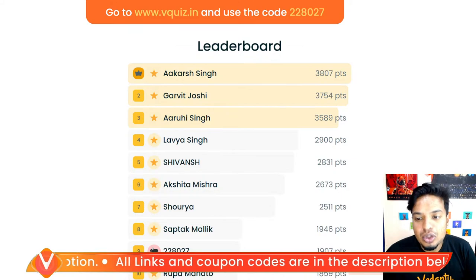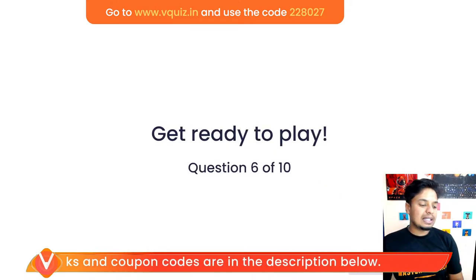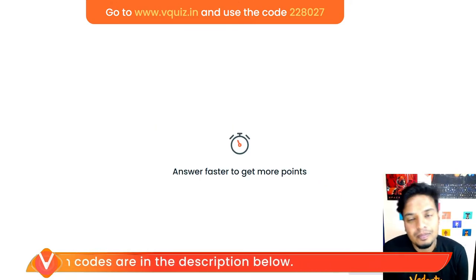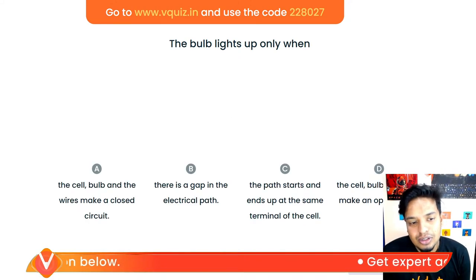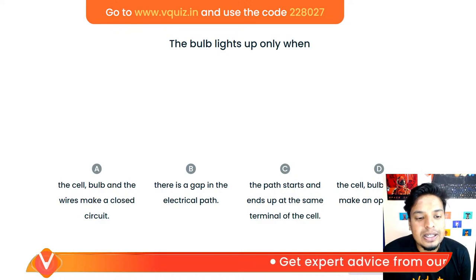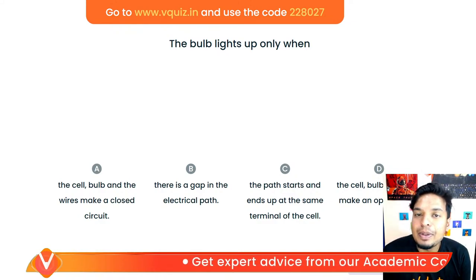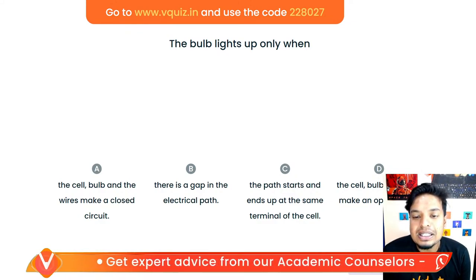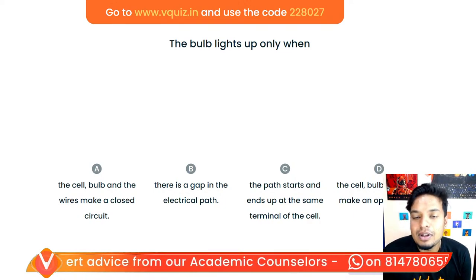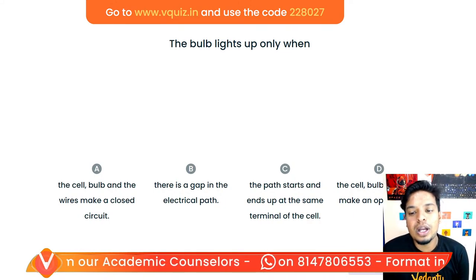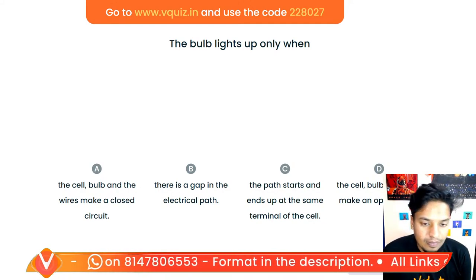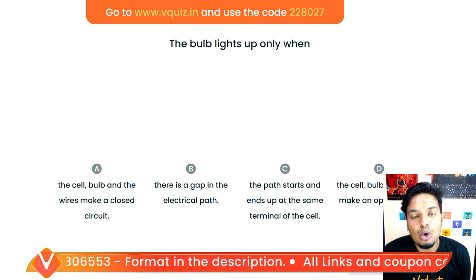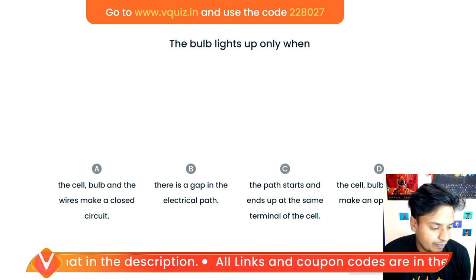Great. Now comes your next question, guys. Question number 6. Here we go. The bulb lights up only when dash. The cell, bulb and the wires make a closed circuit. There is a gap in the electrical path. The path starts and ends at the same terminal of the cell. The cell, bulb, wires make an open circuit. Come on, the bulb lights up only when dash.